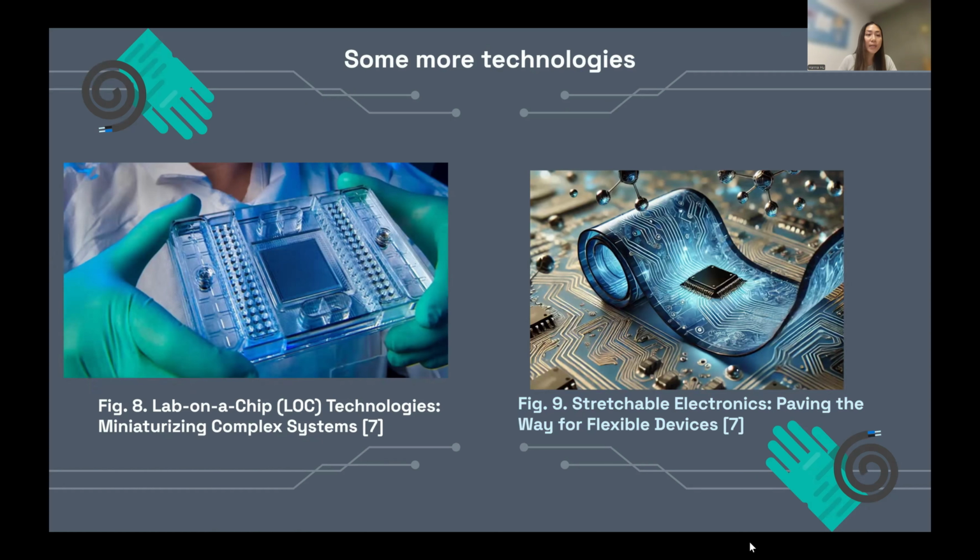Okay, for some more technologies, in terms of the medical and environmental fields, lab on a chip, LOC circuits are tiny devices that perform laboratory functions on a microchip that can be used for things such as rapid blood tests, infection detections, DNA analysis, etc. It uses microfluidics, which are tiny channels that move and mix fluids to perform tasks like chemical reactions, separations, and analysis with very small sample volumes.